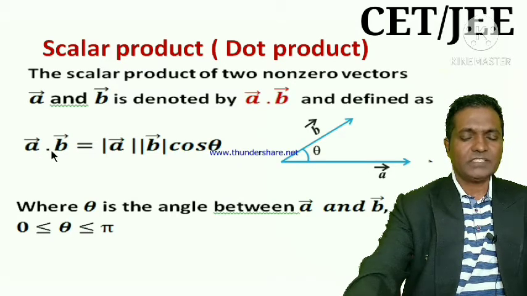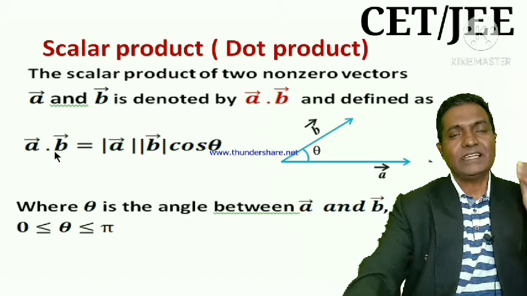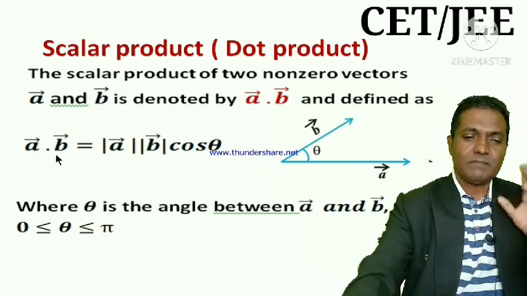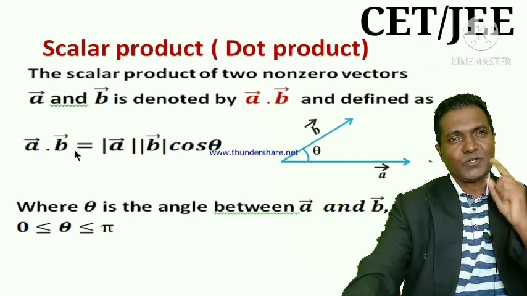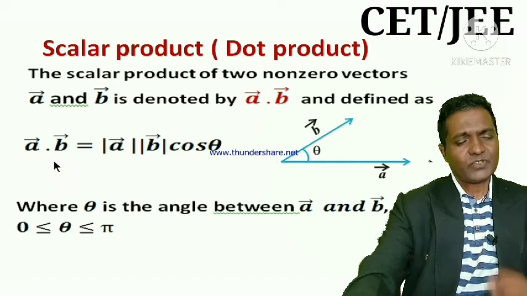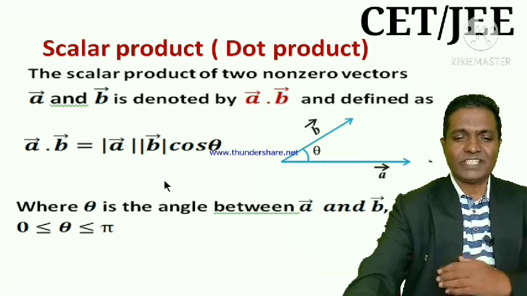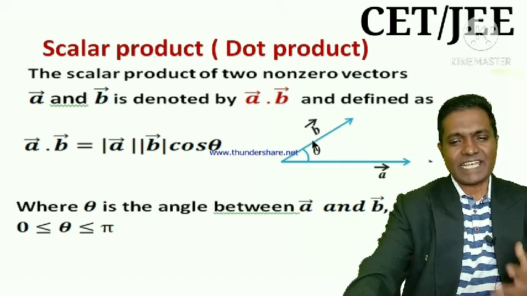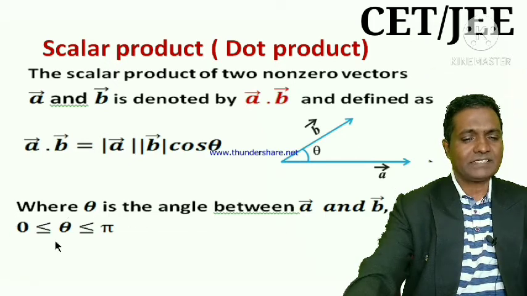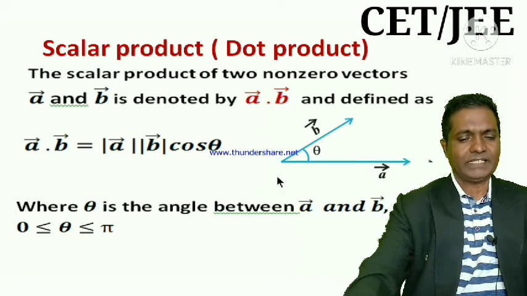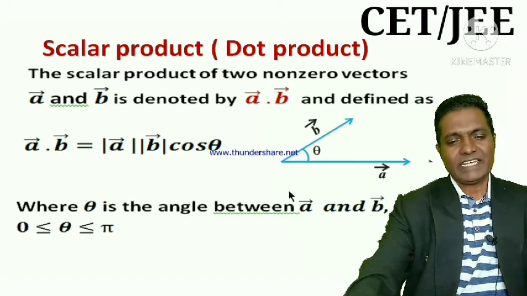This dot, you don't treat it as a simple multiplication. It has its own meaning. It is a symbolical representation of two vectors in scalar form. You will be dealing with much of this as time proceeds. Theta is the angle between vector A and B, and its value is always between 0 and pi. So the minimum is 0, and theta can vary up to 180 degrees.